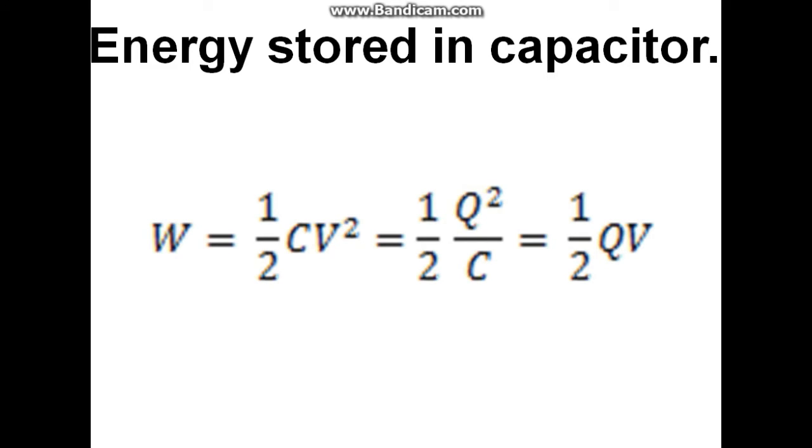Capacitors store energy in the form of an electric field. The equation for the energy stored is W equals 1 over 2 C times V squared, or 1 over 2 times Q squared over C, or 1 over 2 times QV.